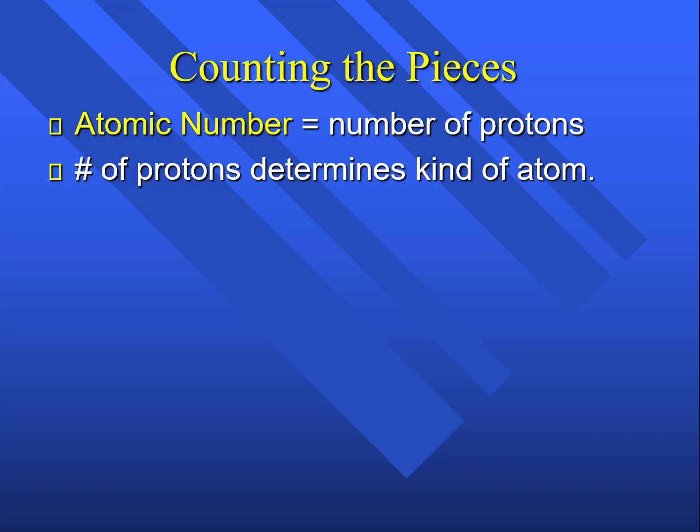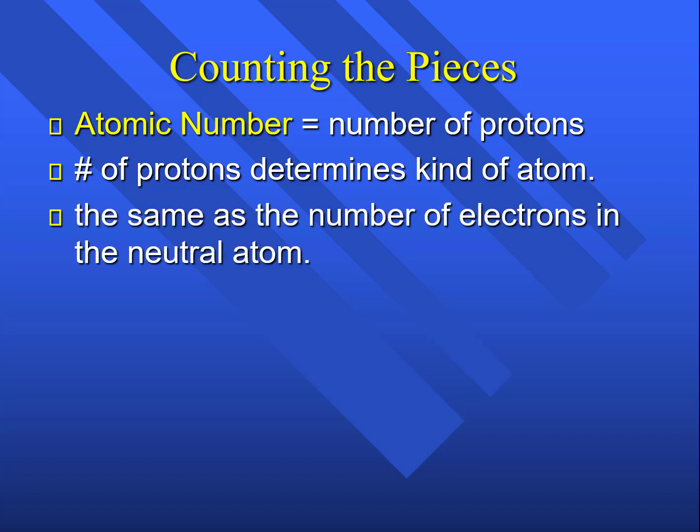Okay, so atoms are neutral. How can you have a bunch of protons and be neutral? You have electrons. How many electrons? Same amount. So the way an atom gets to be neutral, it has the same number of electrons as protons. As long as it's neutral.